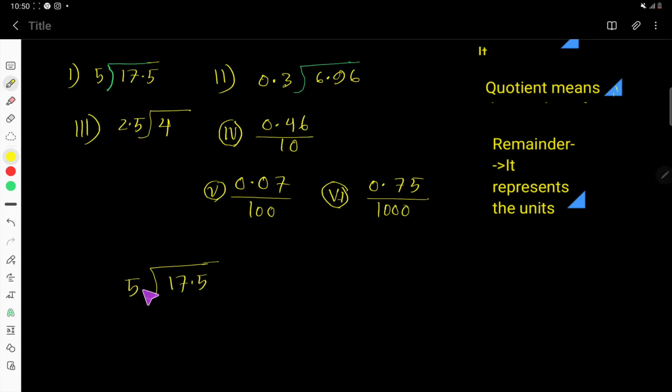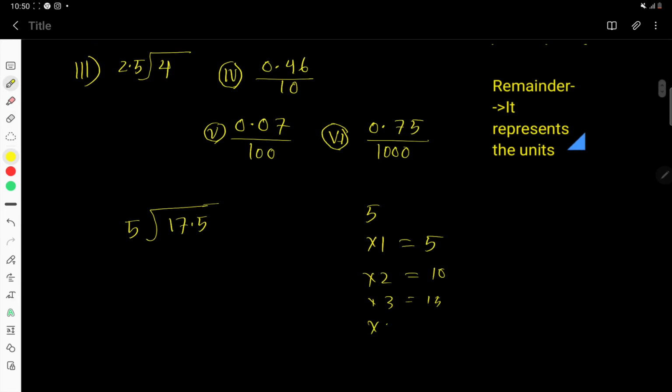Look at this. 5 goes into 17 how many times? Look, 5 times 1 gives us 5. 5 times 2, just add 5 with this 5, that is 10, right? 5 times 3, just add 5 with this 5, that is 15, right? Then 5 times 4, what will happen? Just add 5 with 15, that is 20. Look, here we have 17 and here we are getting 20. So we have to target this.